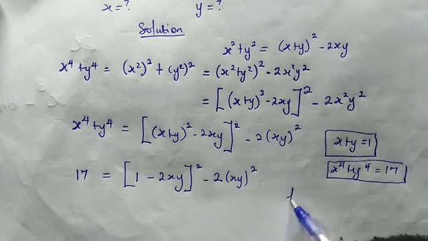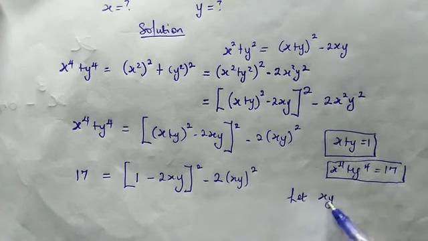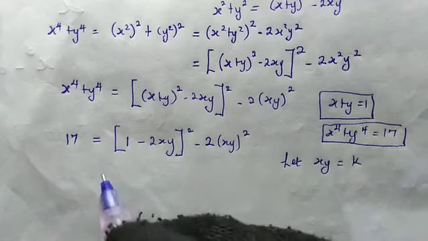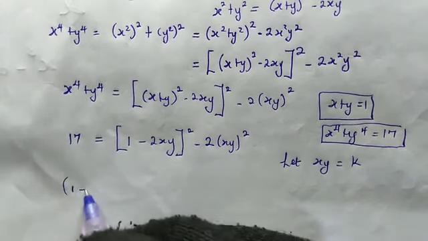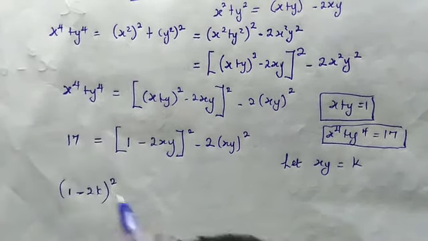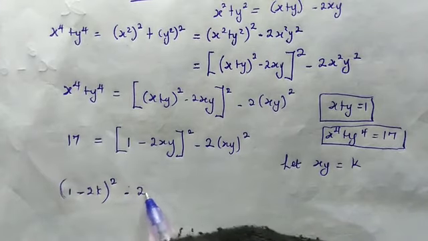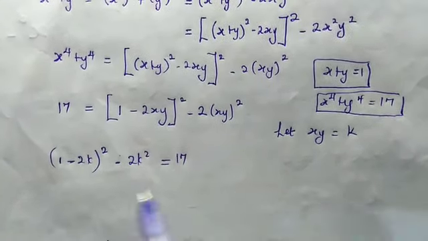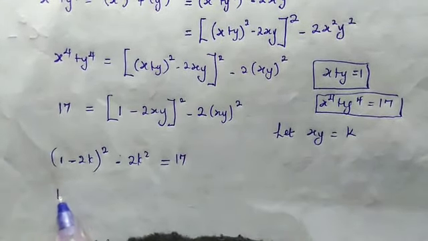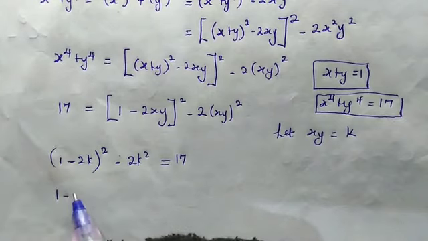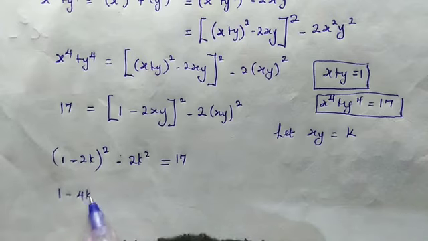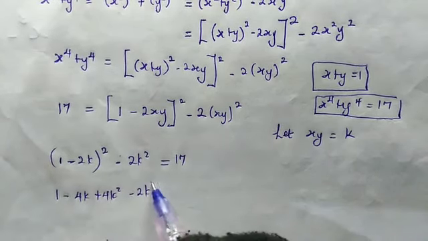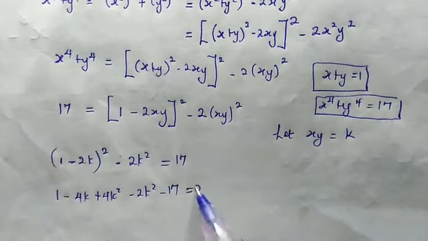Okay, now we're going to make a substitution. We're going to let x times y equal k. So we have (1 minus 2k) squared minus 2k squared equals 17. Now, when we expand this, it is 1 minus 4k plus 4k squared minus 2k squared minus 17, and this is equal to 0.